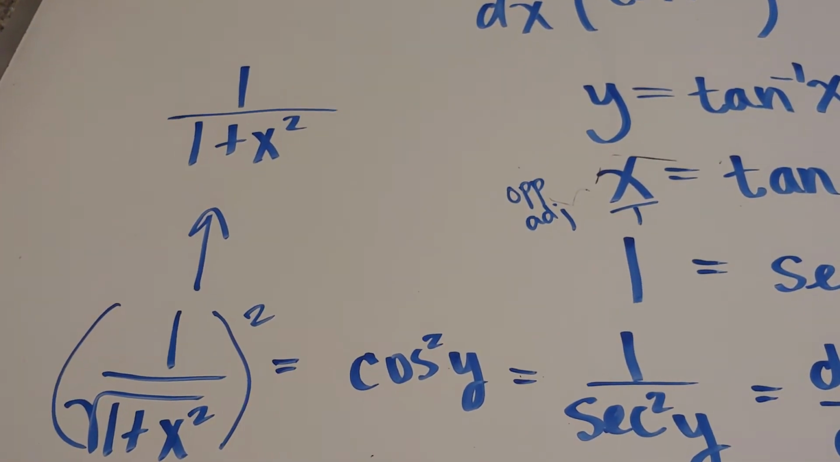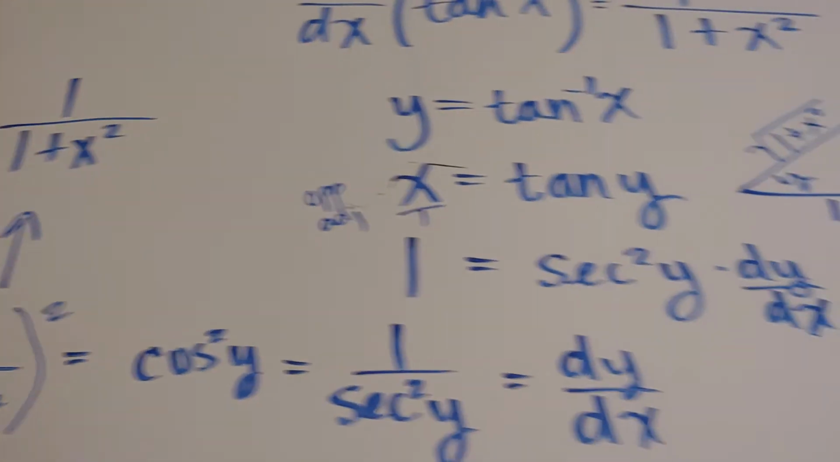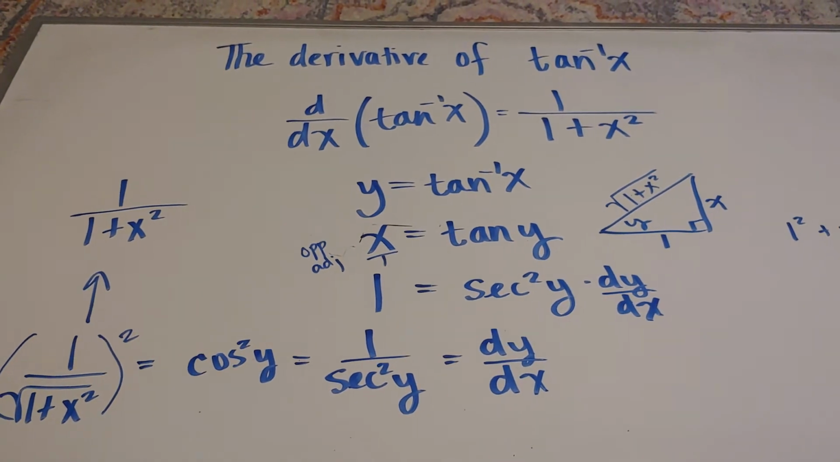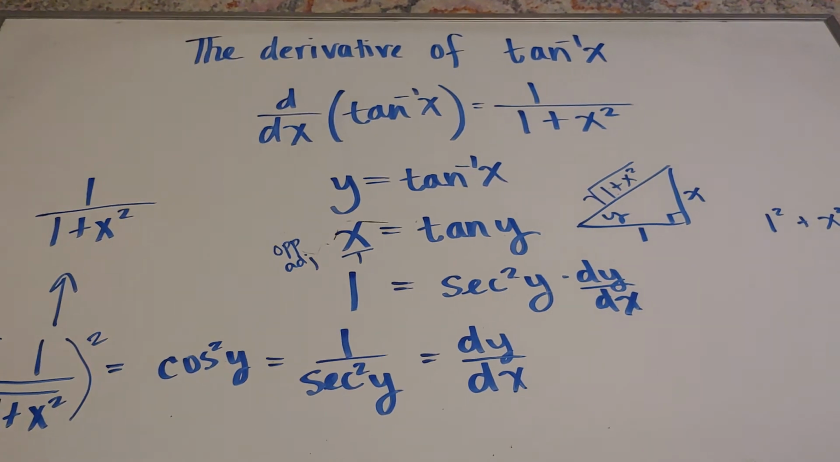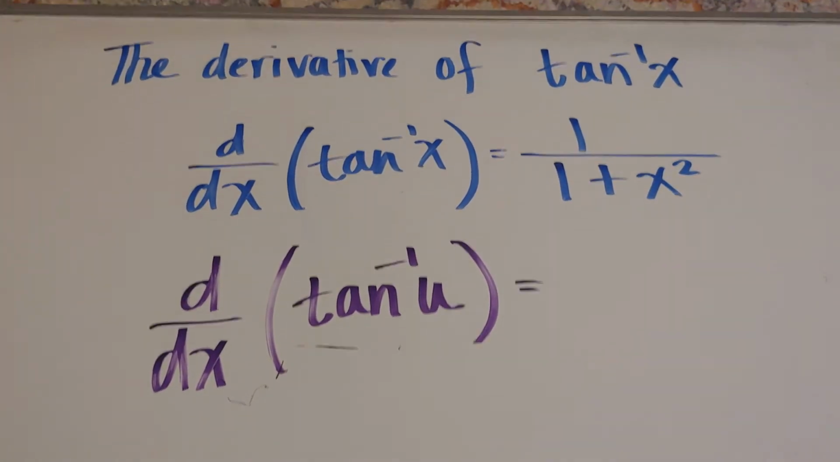All right, so this all came to be from taking implicit differentiation and using a right triangle. So there it is. If I kind of zoom out, you can see the whole thing. Now, we do have a chain rule version of this as well. So let's go ahead and look at that chain rule version.